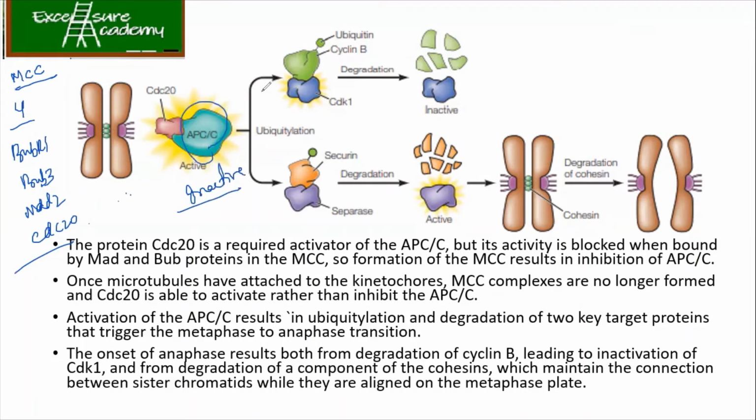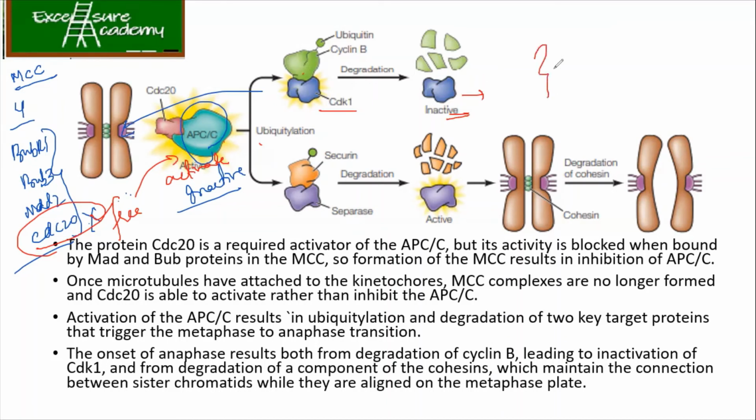Now, once kinetochore comes and binds, this MCC complex is not formed. Okay. Now, when it is not formed, CDC20 is free, correct? This will go and now activate your APC-C. What is APC-C? It is your ubiquitin ligase. So it is going to ensure that the cyclin B is getting degraded. So the CDK1 activity becomes inactive. ठीक है? इतना clear है? So it means your MPF is now inactive.